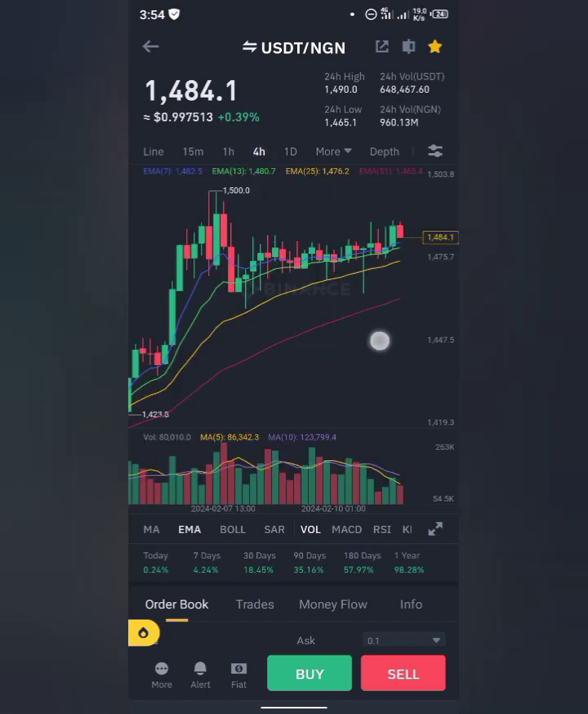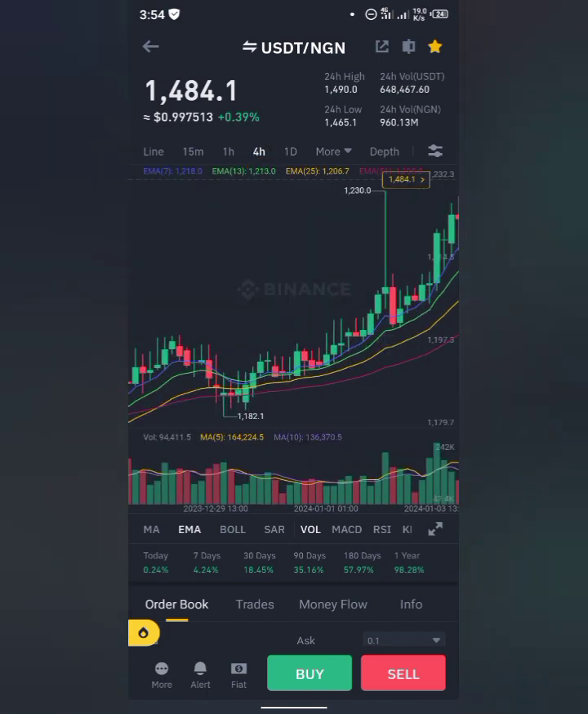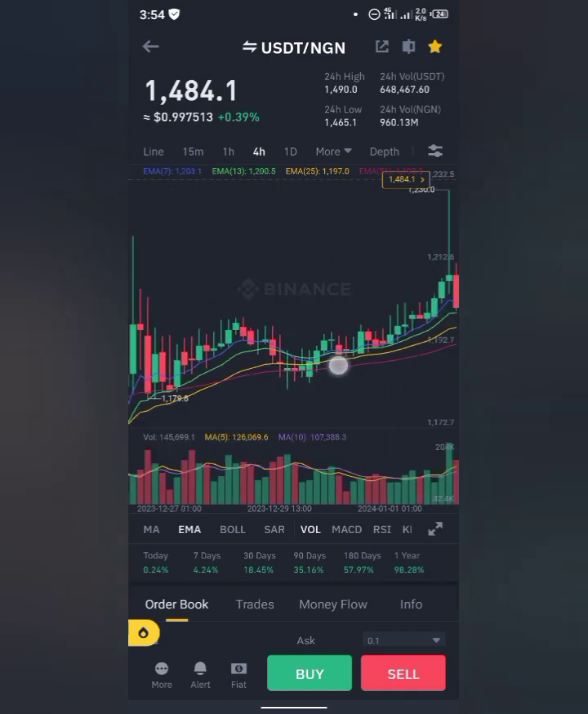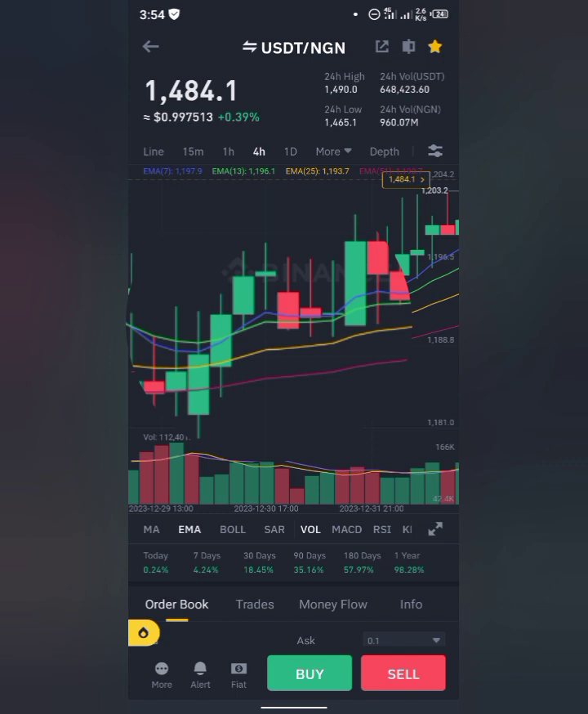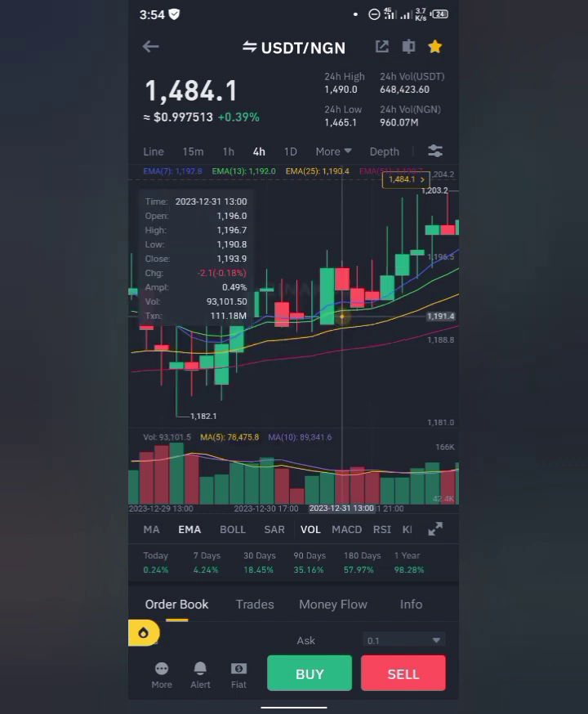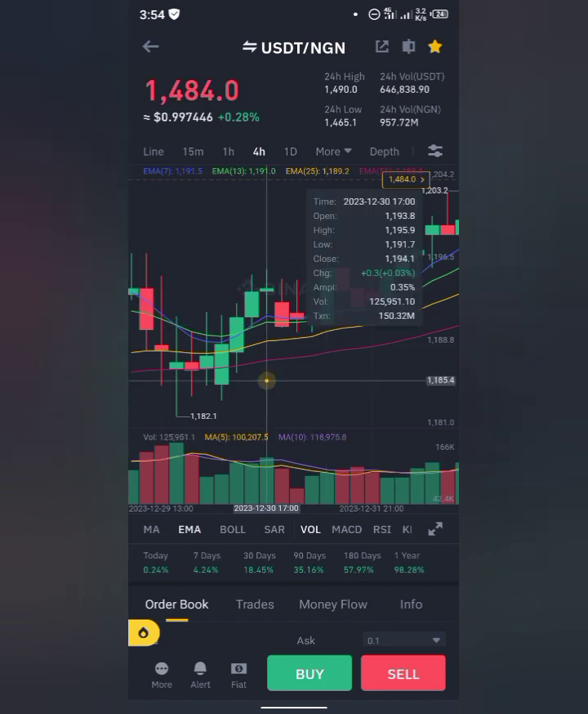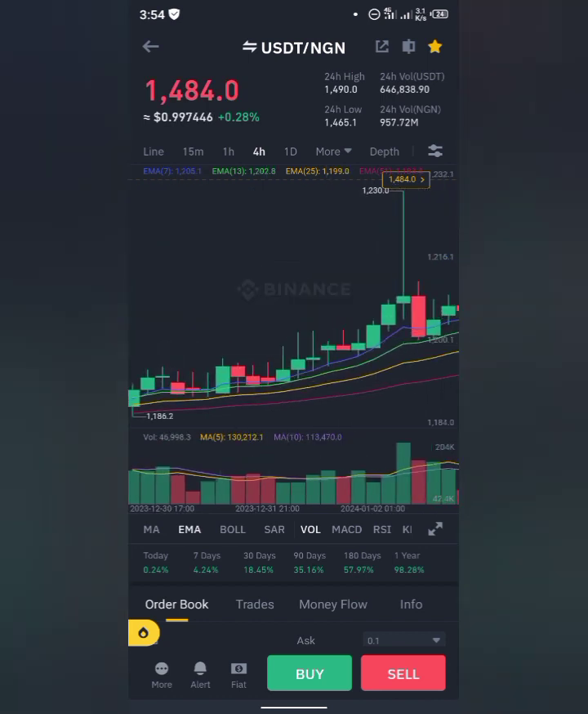So if you come down to the 4 hours trade here, you can also see it here that at this particular period right here, when the blue line crossed a little bit above other colors, you can see that it has been going up, it has been rising. And this is the 4 hours trade, and you can see each candlestick here signifies every 4 hours in this market right here. So you can see that it has been rising since then.